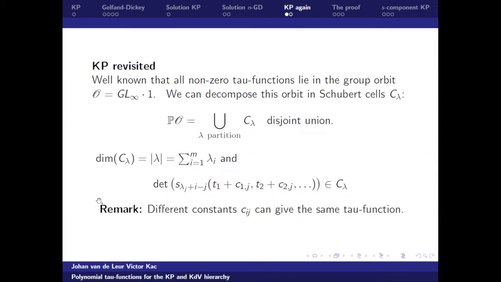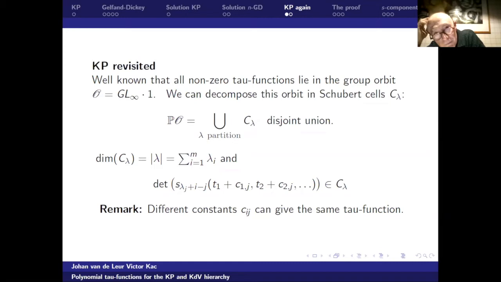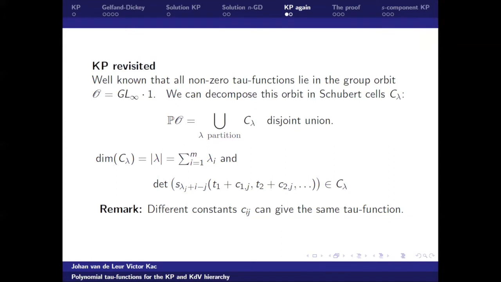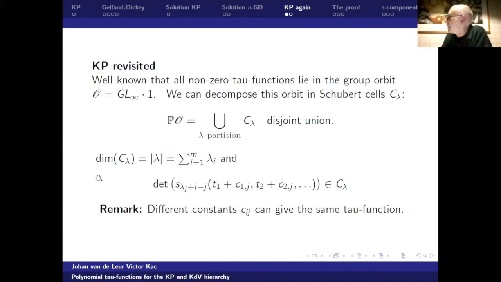So is it right, Johan, that the only polynomial KP tau function in the big cell is the constant? Yeah, and in this case it is. That depends on what you mean by the big cell.